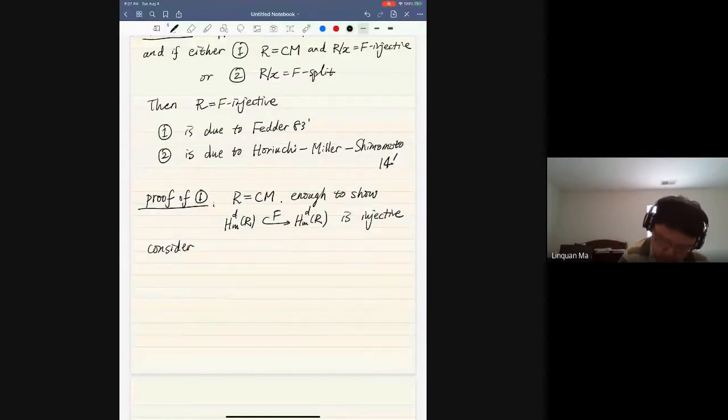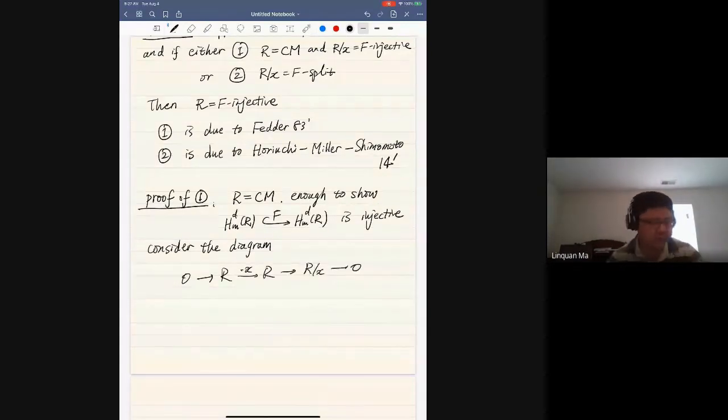So now I consider the following diagram. I write down the obvious short exact sequence on R, and now I want to observe that there's a compatible Frobenius action on this short exact sequence. Namely, I have Frobenius action on R, and that Frobenius action obviously induces the same Frobenius action on R mod x, just sending r to r to the p, and here sending r bar to r bar to the p.